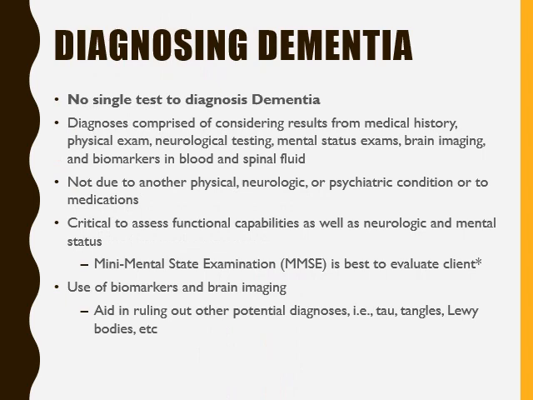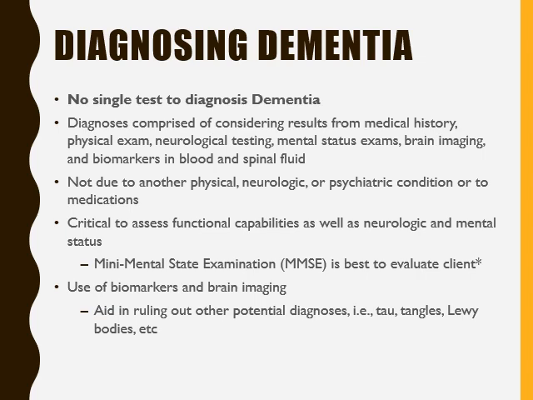When you diagnose dementia, we really don't have a single test. Really, it's looking at a medical history, the worsening of the medical history, the worsening of the physical exam, neurological testing, those kinds of things. So we also rule out other disease processes like delirium, like depression, all of those other things. It's really not due to another physiological or neurological or psychiatric condition. It's usually not related to medications either. Usually it is a physiological process that's happening.